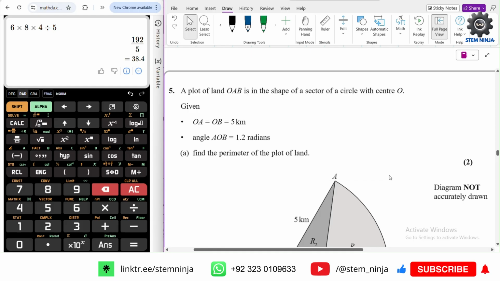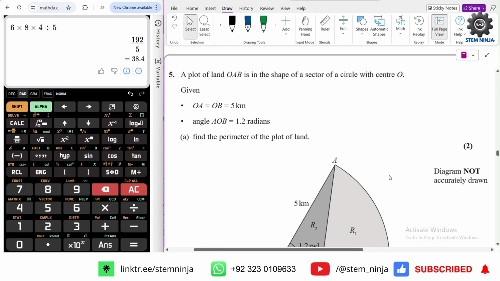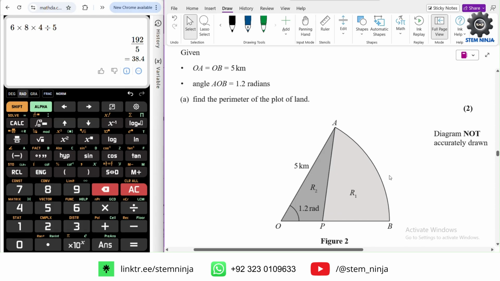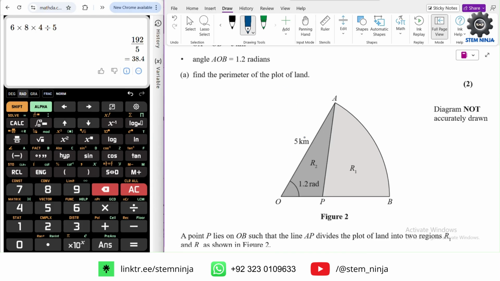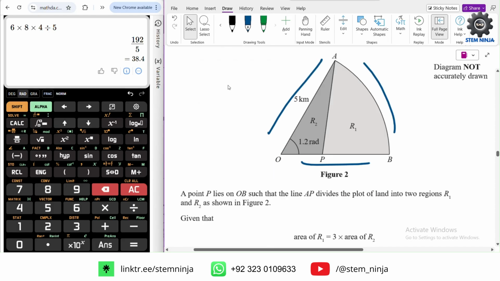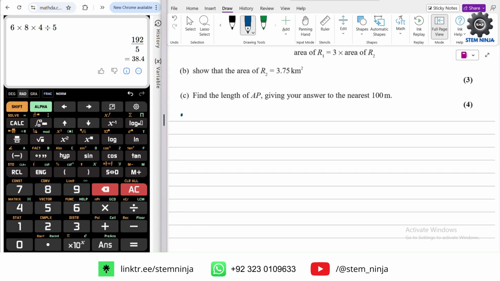A plot of land OAB is in the shape of a sector of a circle with center O, given OA is equal to OB, 5 kilometers. Angle AOB is 1.2 radians. Find the perimeter of the plot of the land. Okay, so perimeter would involve OA, OB, and the arc length AB. So we need to find out the arc length.